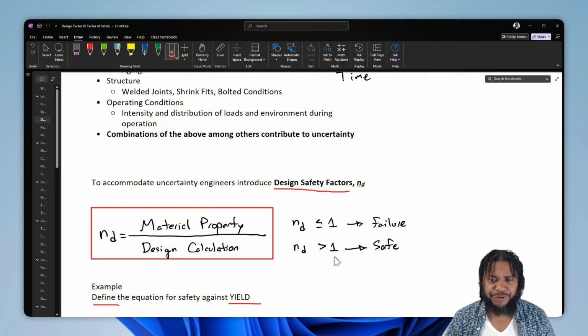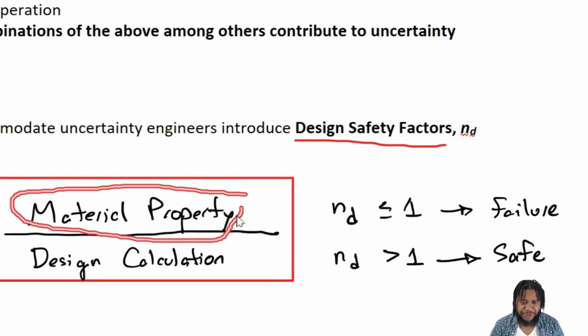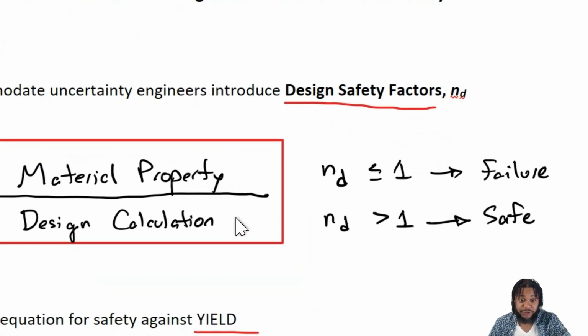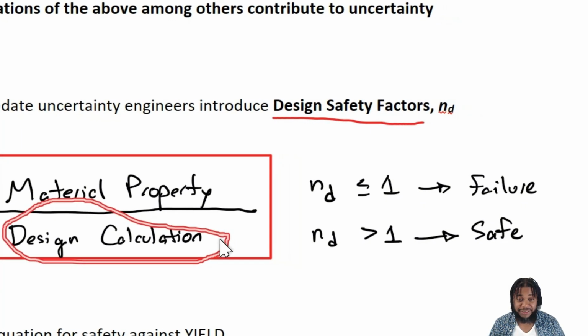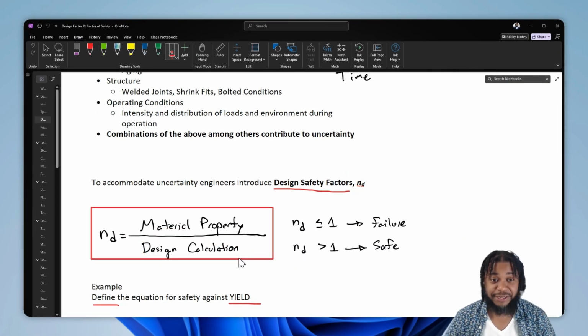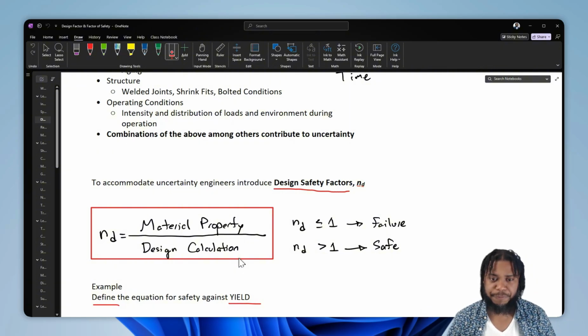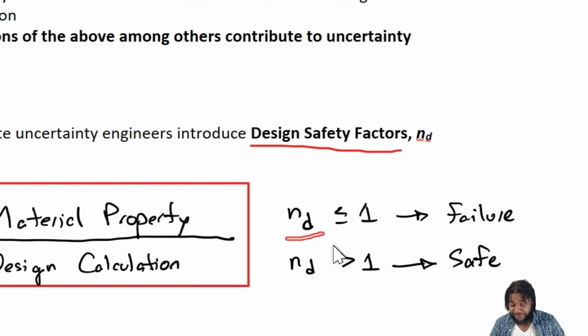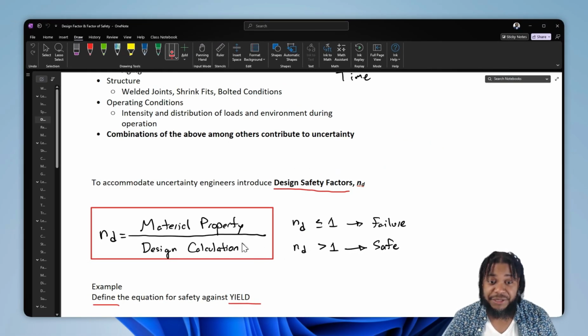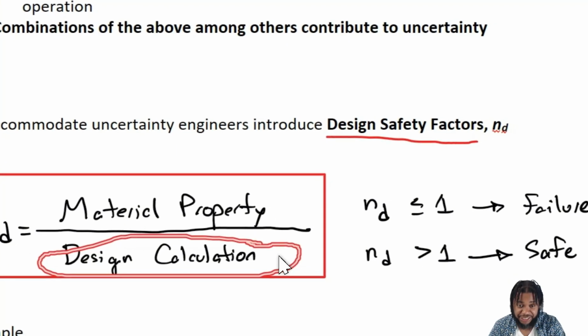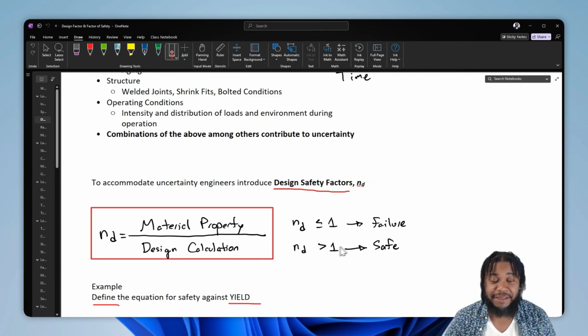What that means if N is greater than 1 is that the material property in the numerator is larger than the design calculation, than the calculated values coming from our design, meaning our material can sustain the loads or the temperatures that our design calls for. Now, if N is less than or equal to 1, that means our design calculation is equal to the material property or more than it, and that means our design will fail, that our design will not survive or meet our selected requirement for safety.